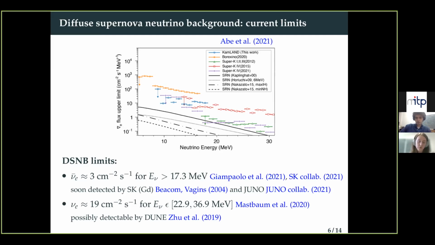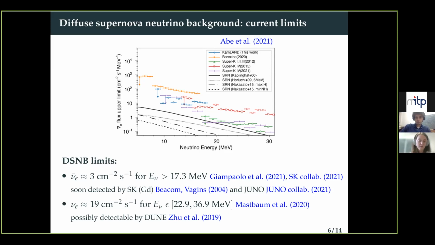But with the currently finished upgrade of Super-Kamiokande to Super-Kamiokande gadolinium, and also the JUNO detector coming into place, the detection of the electron anti-neutrino component of the DSNB looks very optimistic. In addition, if we now move on to the electron neutrino component of the DSNB, we have the limit right now from the SNO detector that is only about an order of magnitude worse than for the anti-electron neutrino flavor. And in the future, it could possibly be improved or maybe even detected by the DUNE detector.